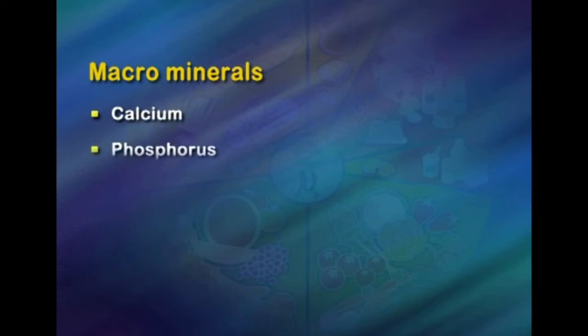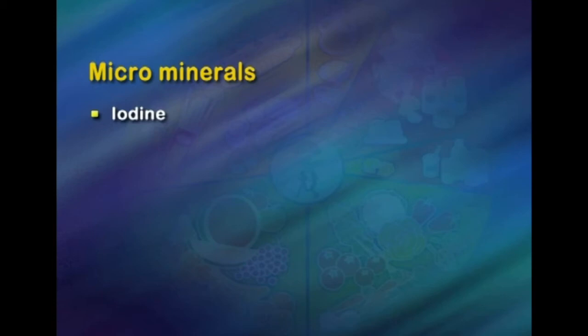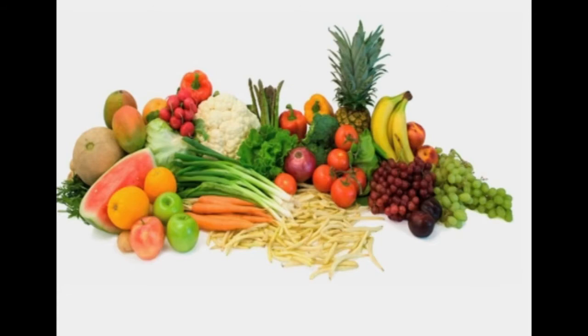Now again, minerals, we classify them based on the amount that is required in our body. Some minerals are required in larger quantities, so they are called as macro minerals. Some examples of macro minerals are calcium, phosphorus, etc. Then coming to minerals which are required in lesser amounts, they are called as micro minerals. Examples of micro minerals are iodine, iron, fluorine, etc. The sources of minerals are from fruits and vegetables.